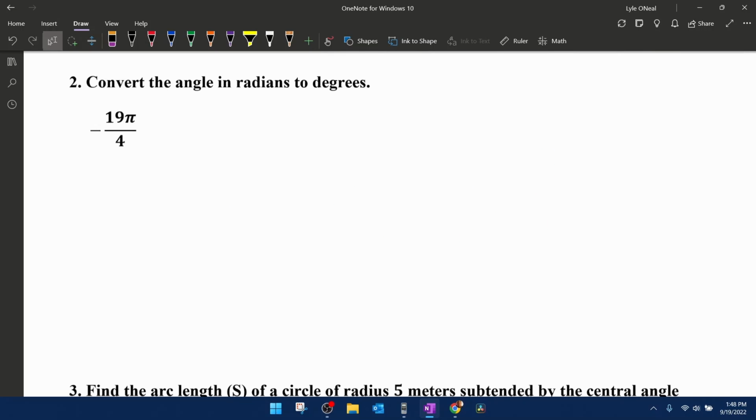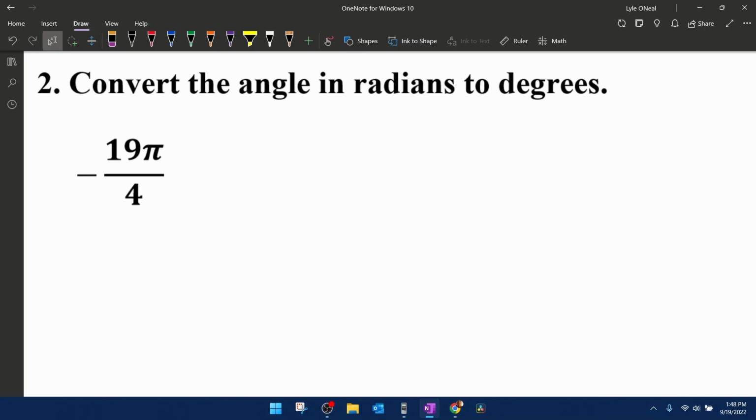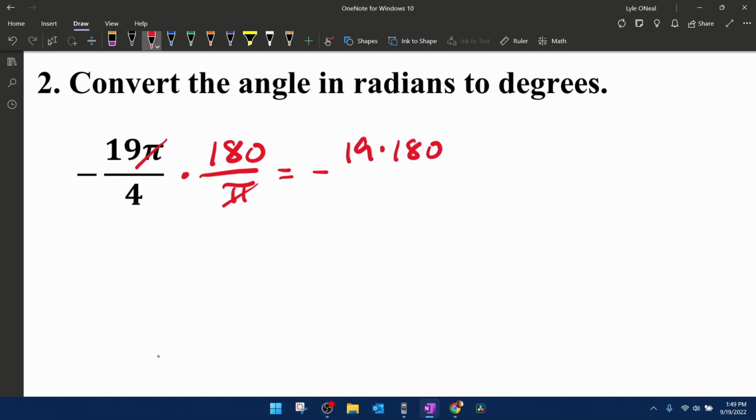Next, question number 2. We want to convert the angle in radians to degrees. So to convert from radians to degrees, you multiply by 180 over pi. Here we can see that our pi's are going to cancel, and then we multiply straight across. That's going to be negative 19 times 180 all over 4.